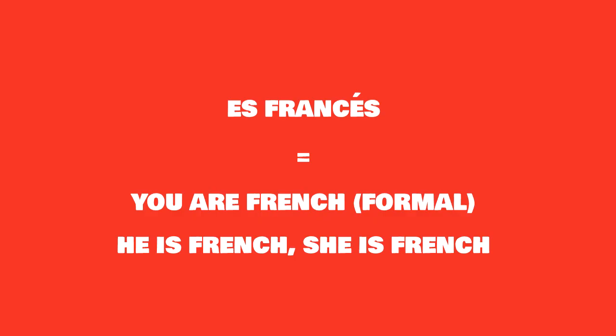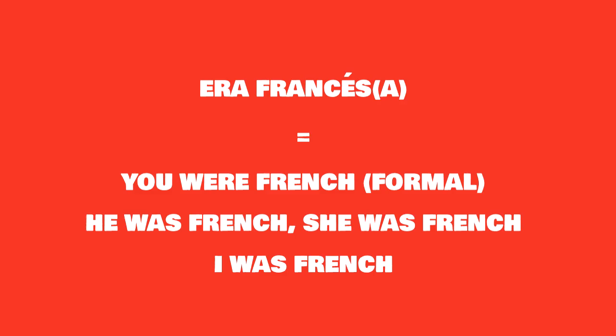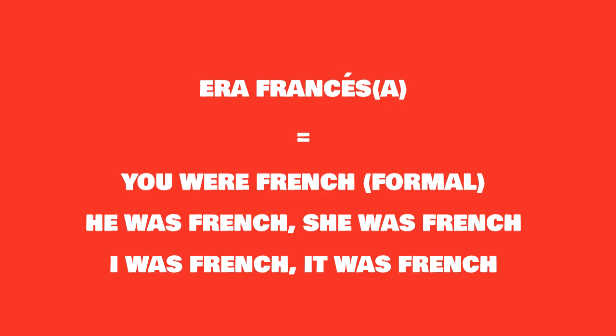From the beginning, es francés could mean formal you are French, he is French, or she is French. Well, she is French would be es francesa. But you get my point. It's the same with era. Era francés could be formal you were French, he was French, or she was French, but with francesa. And now it can also be I was French. And of course, it's also it was French.